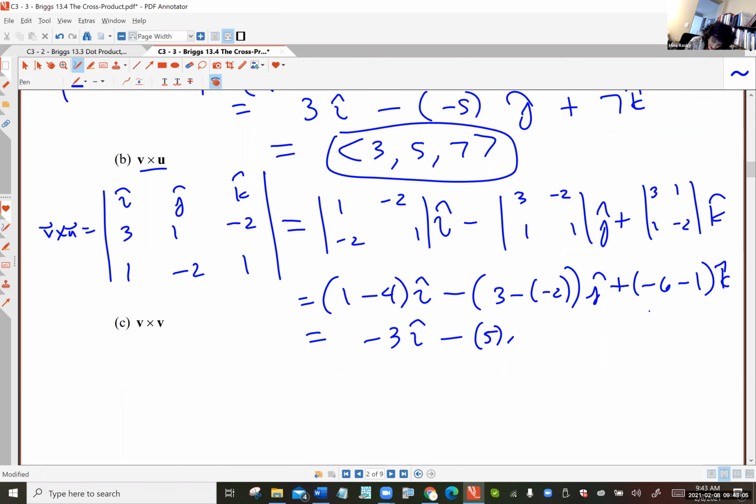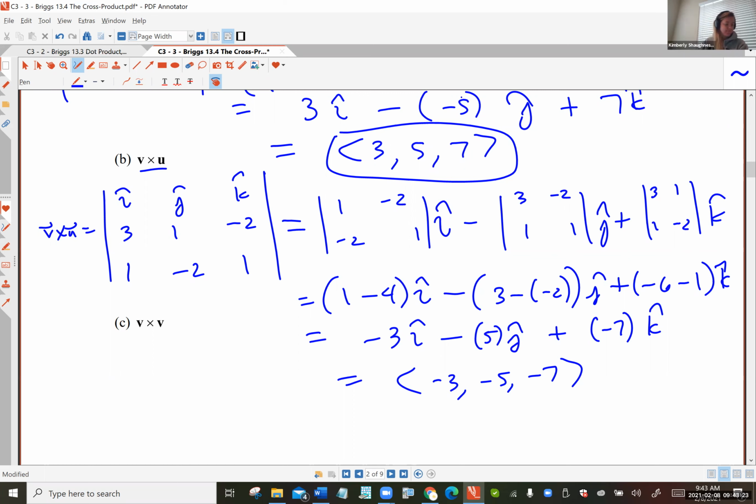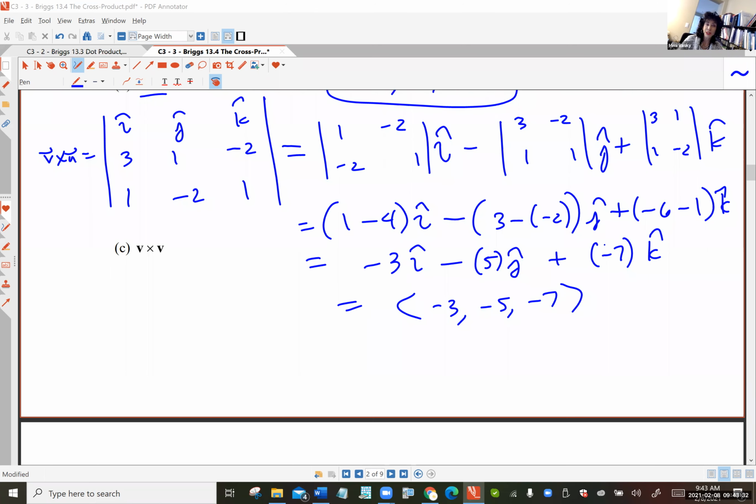Final result, the vector with components -3, -5, -7. So what do you notice when you compare the results of A and B? Does order matter when you take a cross product? Yes, it does. And so what's the relationship? Well, one is just the opposite of the other. In fact, that's going to be one of the properties of cross product, which is nice.